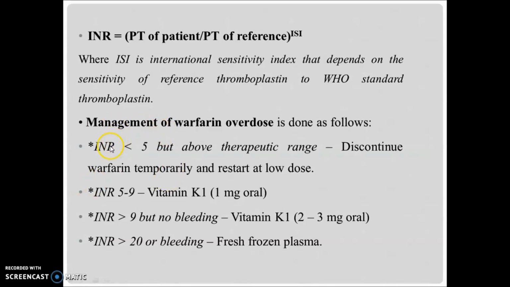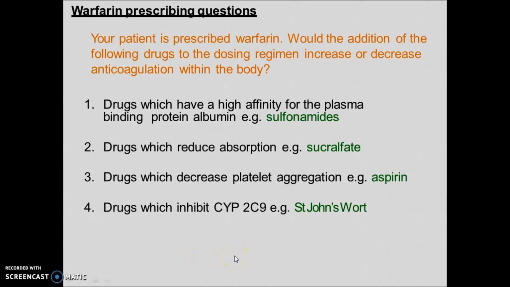So whenever the INR value is less than 5, we discontinue warfarin temporarily and restart at a lower dose. Fine. If it is 5 to 9, we give vitamin K1 around 1 milligram. If it is more than 9, we give vitamin K1 around 2 to 3 milligram. And if it is more than 20, or the patient is having more bleeding, we give fresh frozen plasma. So this is the way you manage your warfarin overdose.